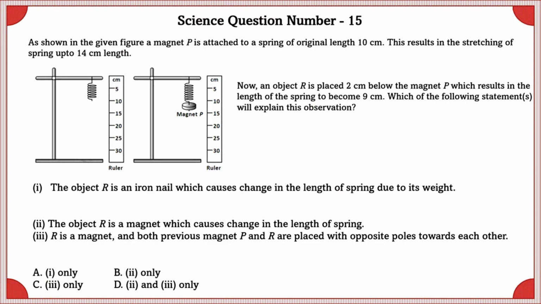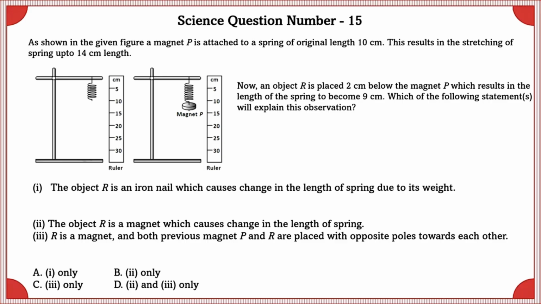Science question number 15. As shown in the given figure, a magnet P is attached to a spring of original length 10 cm. This results in the stretching of the spring up to 14 cm length. Now, an object R is placed 2 cm below the magnet P, which results in the length of the spring to become 9 cm. Which of the following statements will explain this observation?